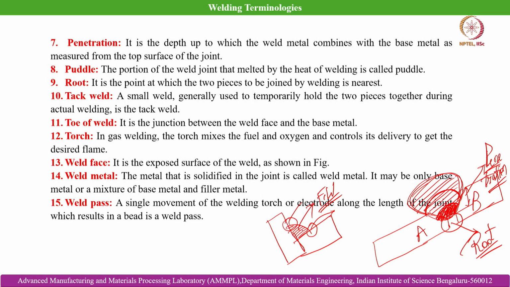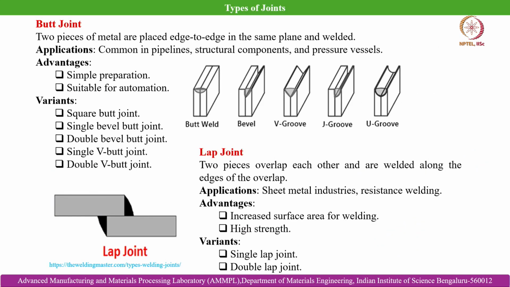This is the weld face, WF. And then weld metal: the metal that is solidified at the joint is called the weld metal. So, the metal which is solidified in this weld bead is called weld metal. And then the weld pass: a single movement of the welding torch or electrode along the length of the joint which results in a bead is a weld pass. So, this is the weld pass. And as we often take the example of the butt joint, again we are going to discuss the butt joint.